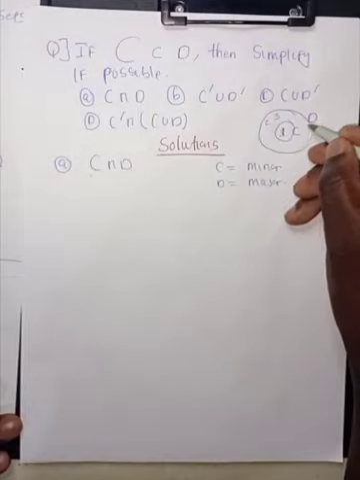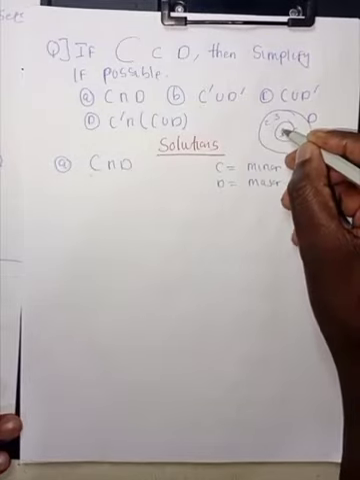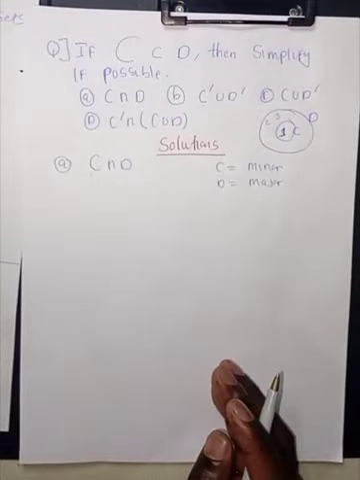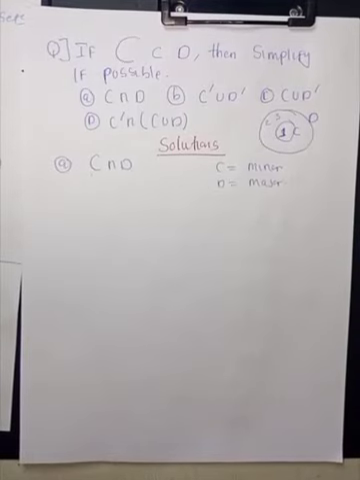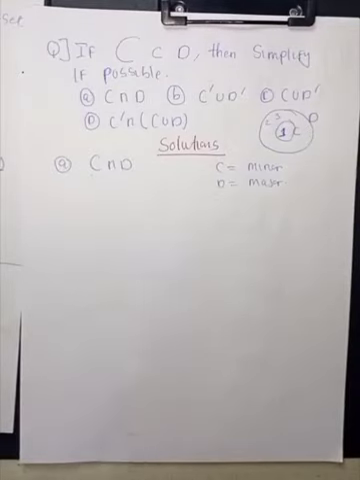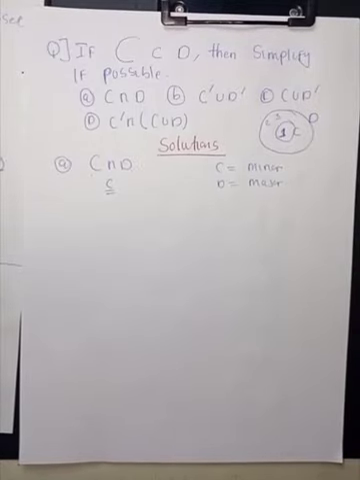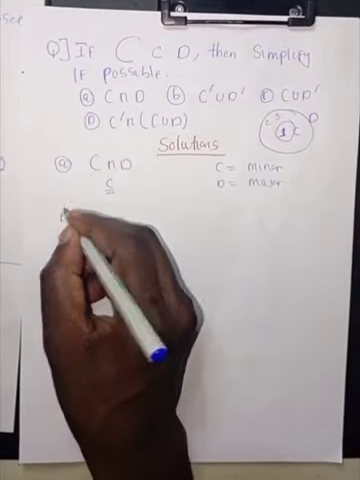What's the intersection between C and D? It's basically C. Intersecting a set with its major subset, the answer is the minor set. So the intersection between the major set and the minor set is the minor set. Our answer here is just C. We should know that. Now we go for part B.